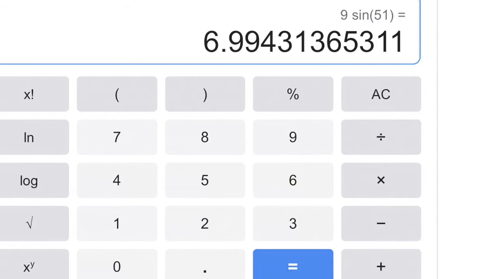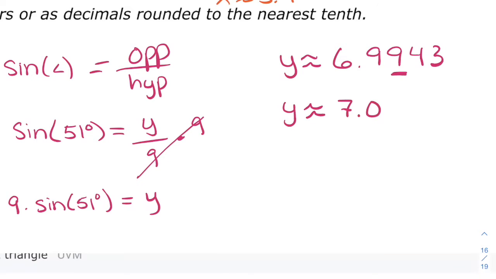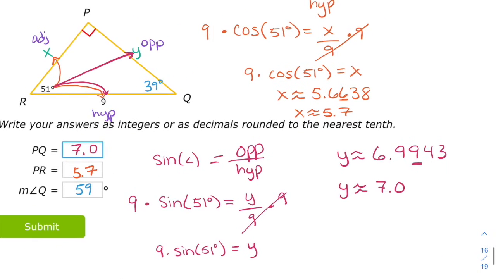And I'm going to hit enter. And I get 6.9943. I round it. So y approximately equals 6.9, which rounds up to 7.0. You can use 7 or 7.0. Okay?